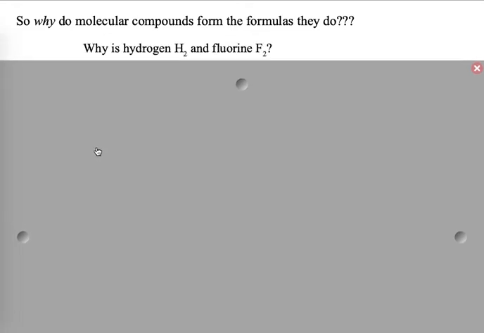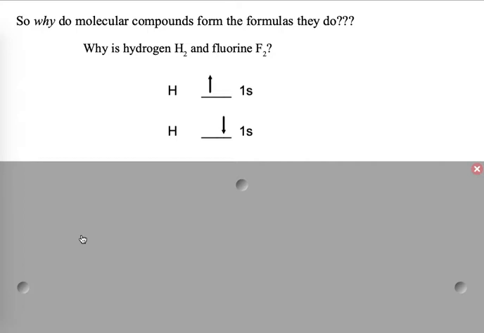So this all leads to the question, why do molecular compounds form the formulas they do? It is observed that molecular compounds tend to form specific formulas. So for example, elemental hydrogen is only ever H2. It never occurs as single hydrogen atoms under normal conditions, nor does it occur as H3 or H4. Likewise, fluorine, like all the halogens, occurs as diatomic molecules. Well, let's look at electron configurations.